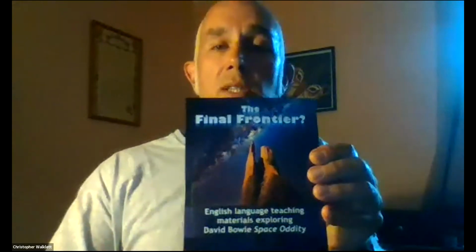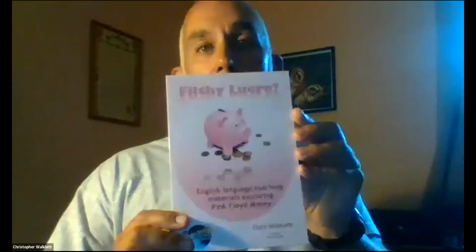Well, firstly, Top 10 includes the incredibly popular singles that were released in 2019. So, The Final Frontier, based on David Bowie's Space Oddity. Fight for Your Rights, based on Katy Perry's Roar. And Filthy Lucre, based on Pink Floyd's Money, are all there, and they've all been updated.